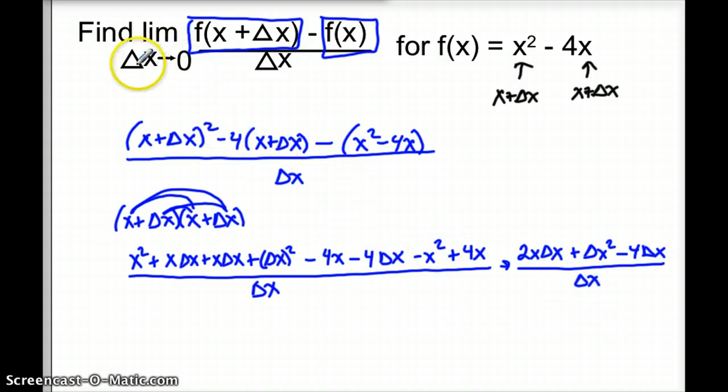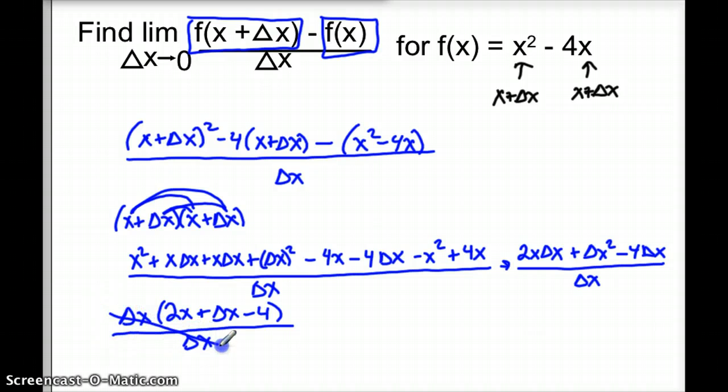So we still can't take the limit as delta x approaches 0 because we'll still have that 0 in the denominator we started with. So let's factor the top. Everything in the numerator has a delta x in it. If you factor a delta x out of that, you get 2x, and you factor a delta x out of that, you get minus 4, all over delta x. Now those delta x's will cancel. And now we can take the limit as delta x approaches 0. Put 0 in for delta x, and you're left with 2x minus 4.